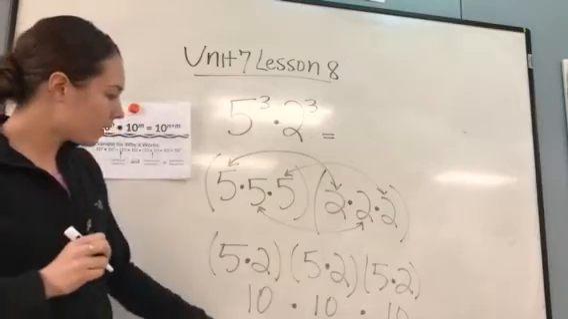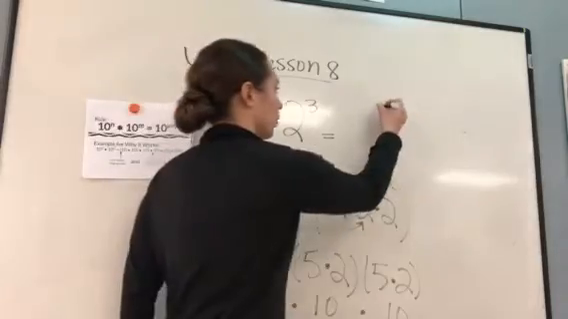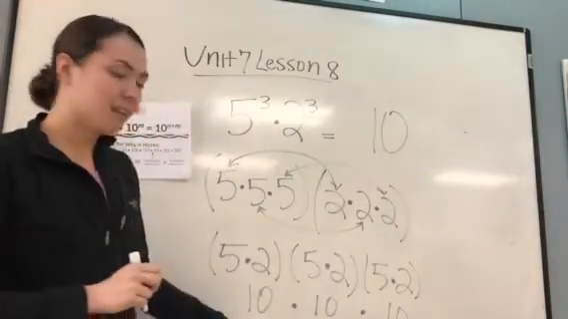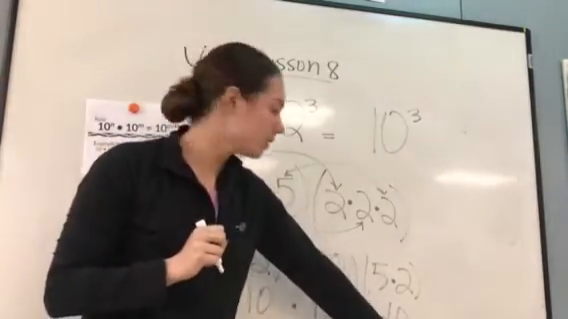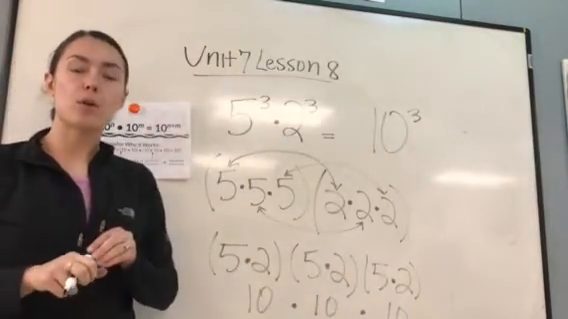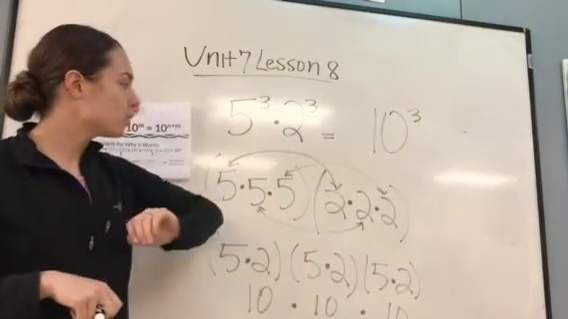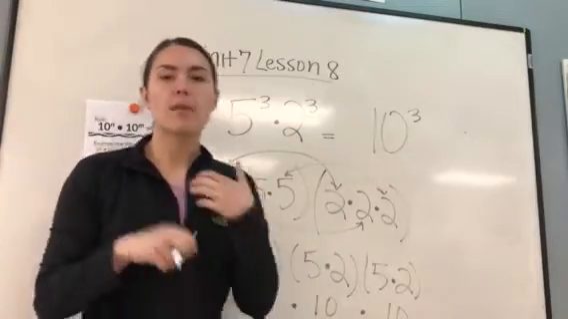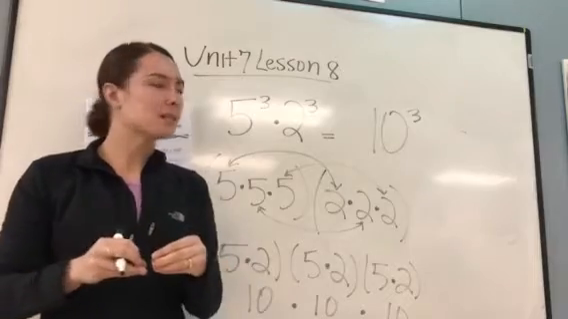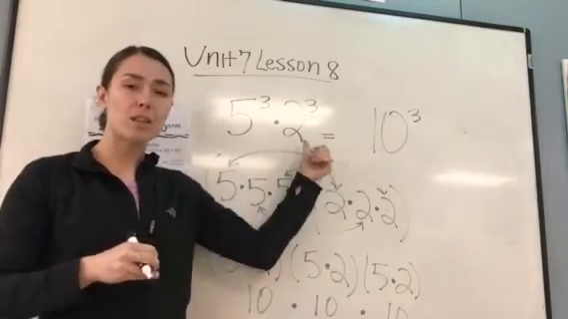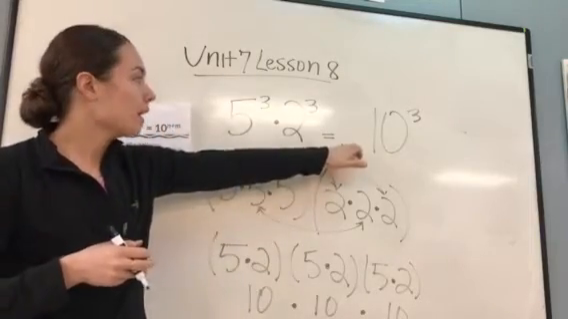If I wanted to write 10 times 10 times 10, I could write it up here to save some space: 10 to the third power. I have 3 of them. I've got 3 10s being multiplied together, and that would be my final answer. I wouldn't have to multiply out each of these 5s and each of these 2s to get a huge number. Remember, the reason that we use exponents is so that we can work with large numbers much easier. So this is our easier way of doing it.